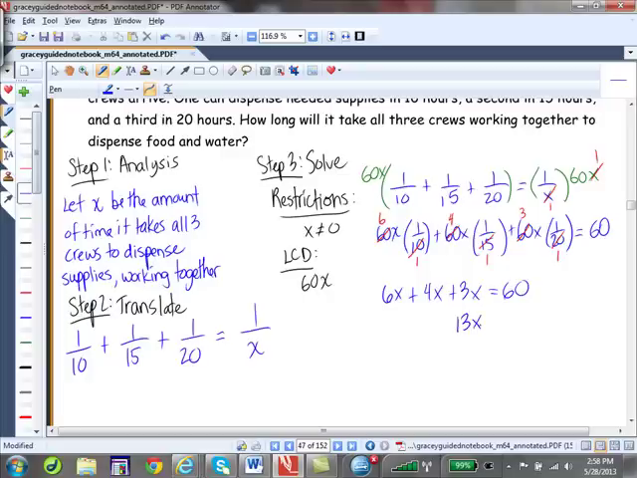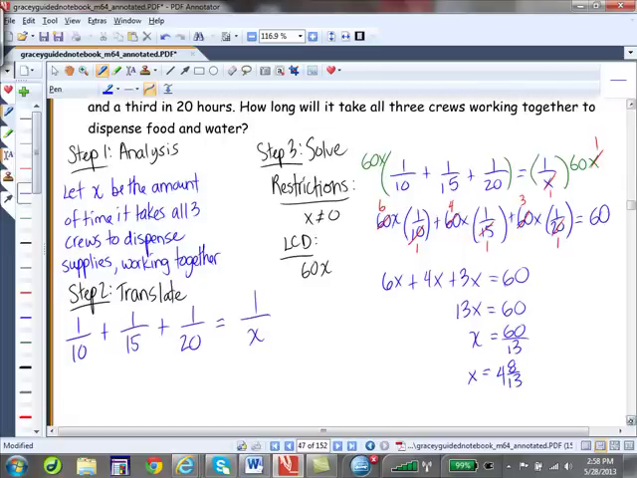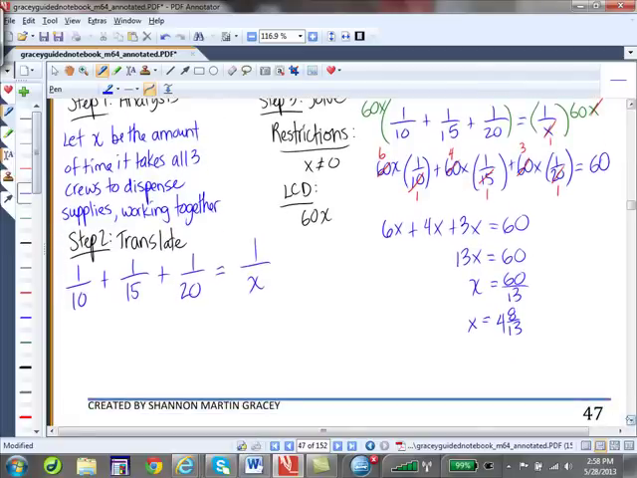13x is equal to 60. x is equal to 60/13, which is exactly equal to 4 and 8/13. But since we're talking about time, we might want to get an approximation. I found that to be approximately 4.6.